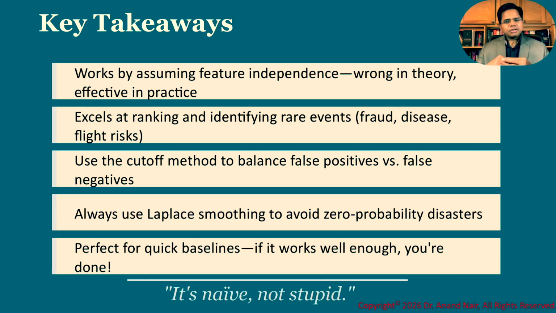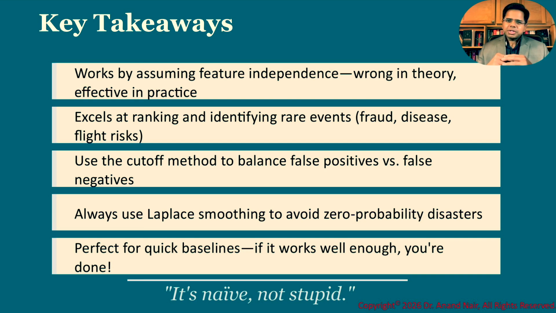3. The cutoff method is your friend. Don't settle for binary predictions. Adjust the threshold based on your specific costs of false positives versus false negatives. 4. Always use Laplace smoothing. It's enabled by default in scikit, but make sure you don't accidentally turn it off. Zero probabilities are classification killers.